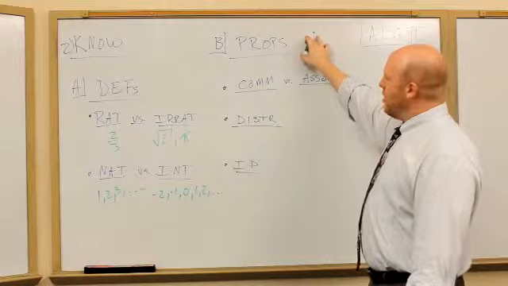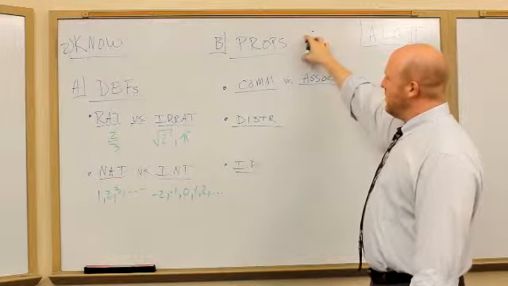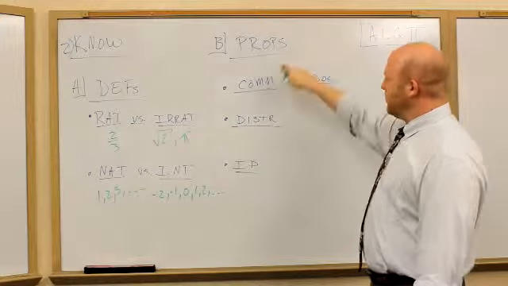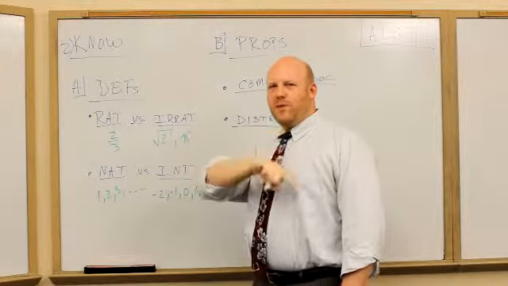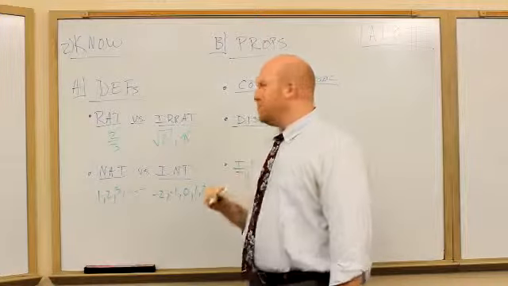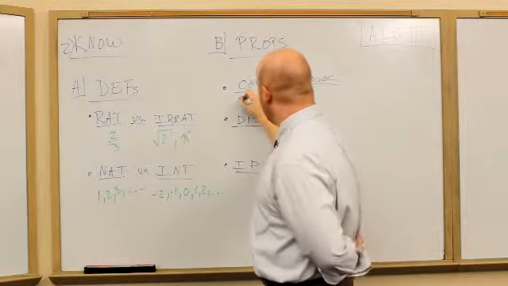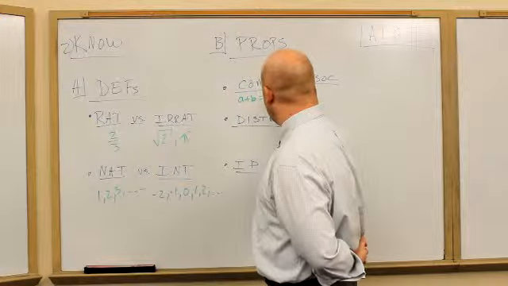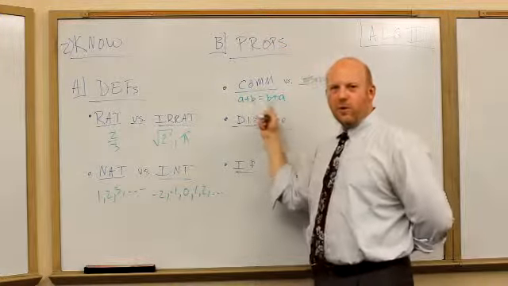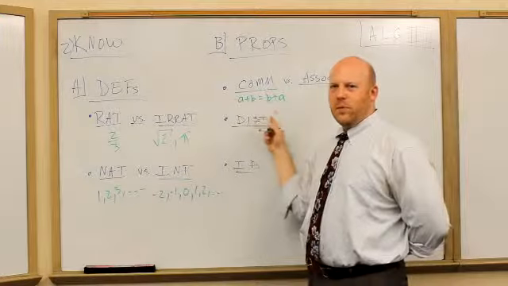The next thing you should know are some of the properties of real numbers. These include the commutative property. We've all been on the morning commute that goes back and forth. This means you can do A plus B, and that's the same as B plus A. It doesn't matter the order in which you do multiplication or addition.